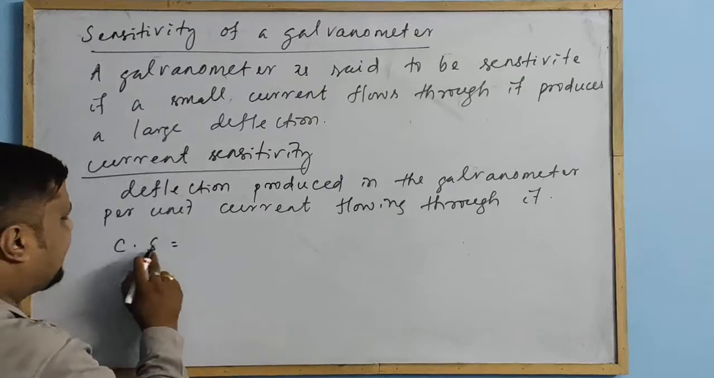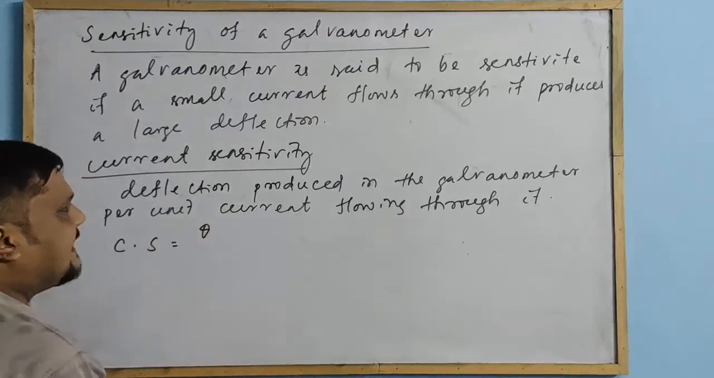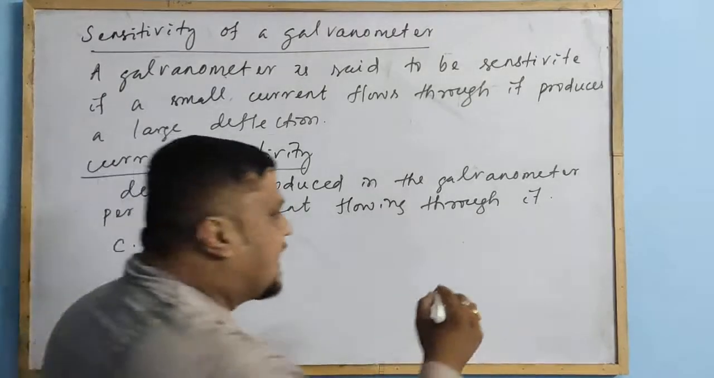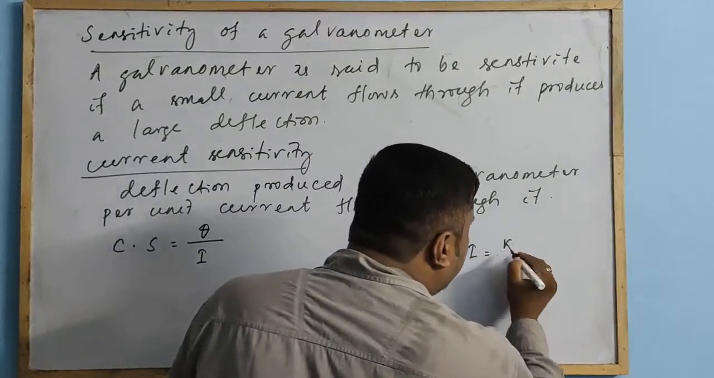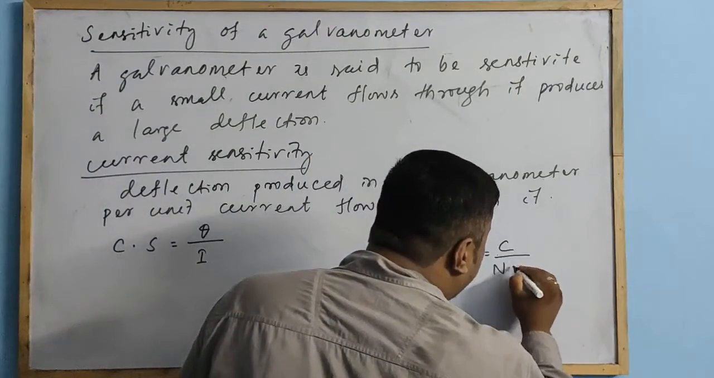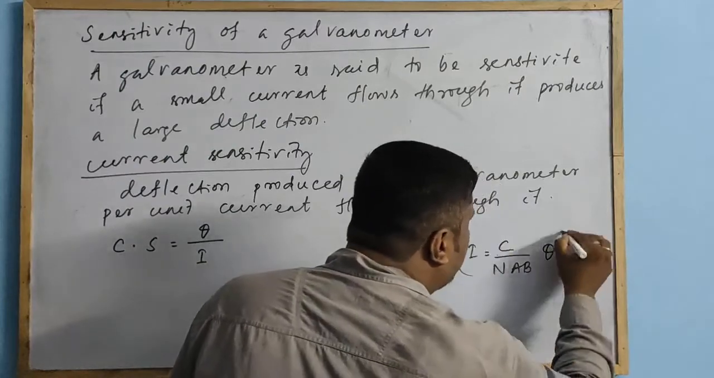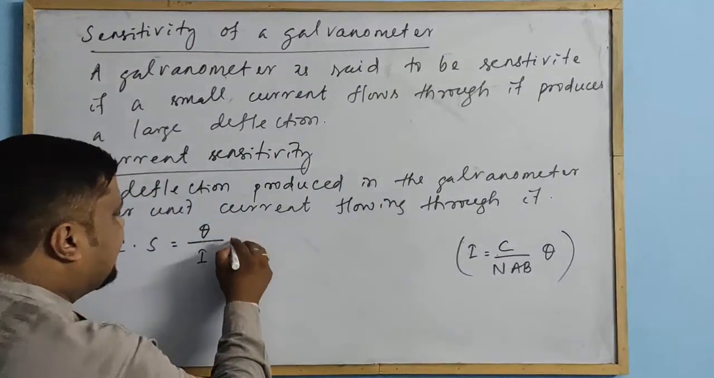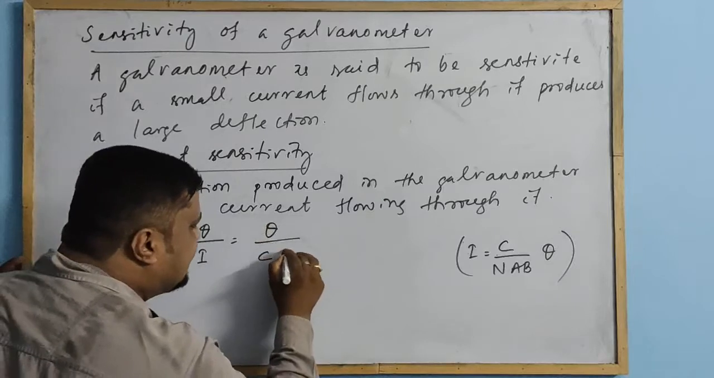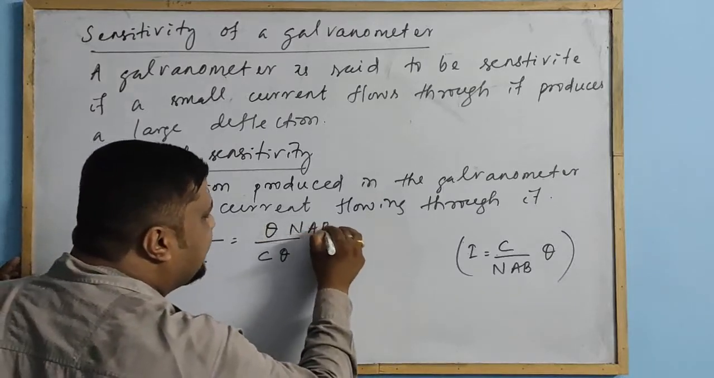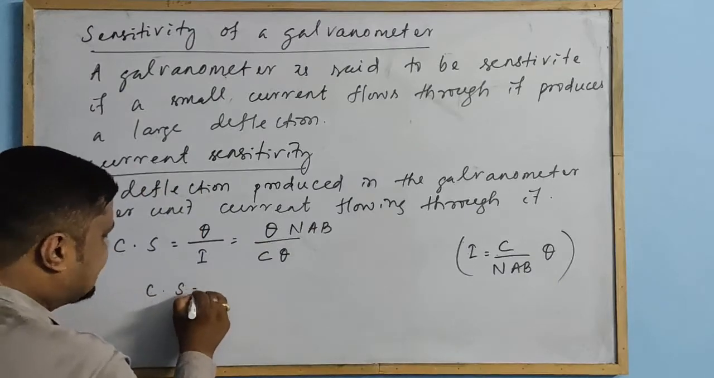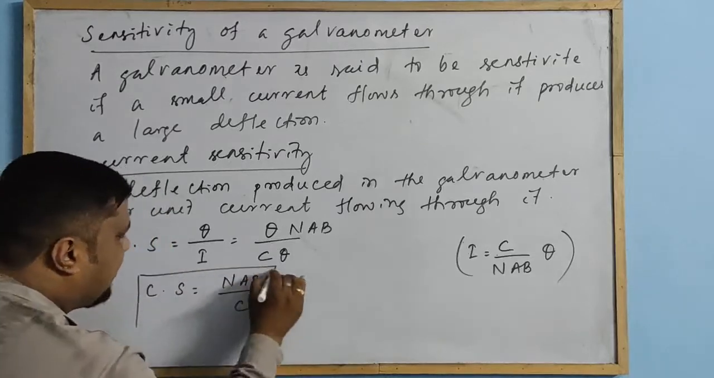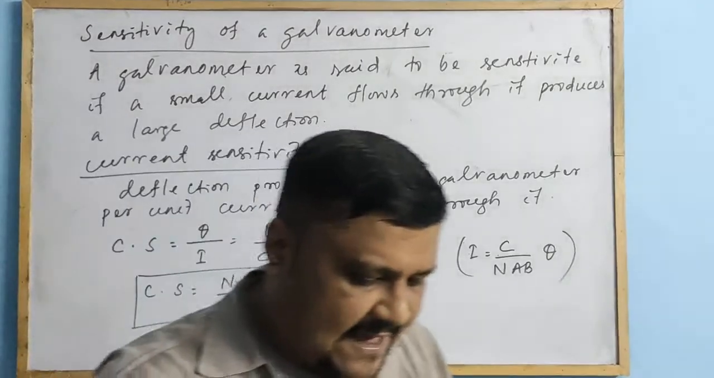Then I can write this in short form: CS, the current sensitivity, is equal to the deflection theta produced per unit current, theta by I. Then already you know that I is equal to C by NAB into theta. Then theta by I is equal to C theta divided by NAB. Theta theta get cancelled. So the current sensitivity is equal to NAB by C. That is called the current sensitivity.